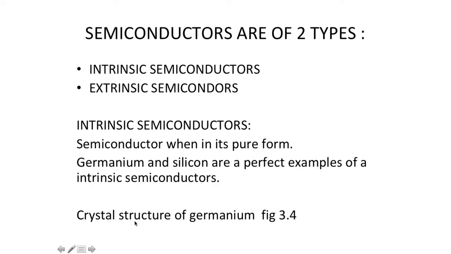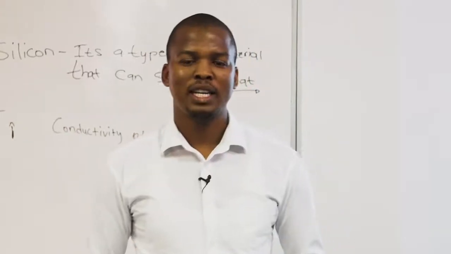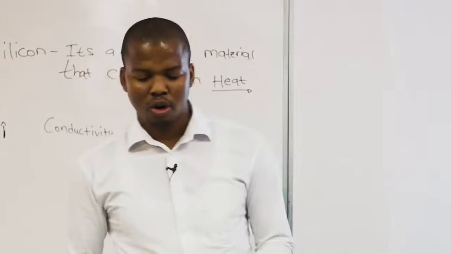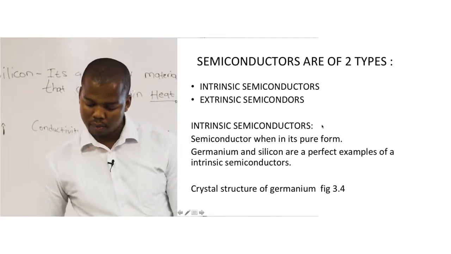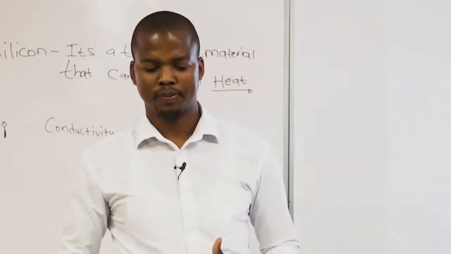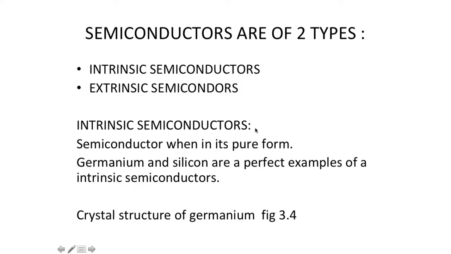Semiconductors are of two types: intrinsic semiconductor and extrinsic semiconductor. If you understand fully what is an intrinsic semiconductor and what is an extrinsic semiconductor, you'll be able to understand the whole module 3 of semiconductors. You will be able to answer certain questions in future. Let's start with intrinsic semiconductor. An intrinsic semiconductor is a semiconductor when in its pure form. Germanium and silicon are a perfect example of an intrinsic semiconductor.